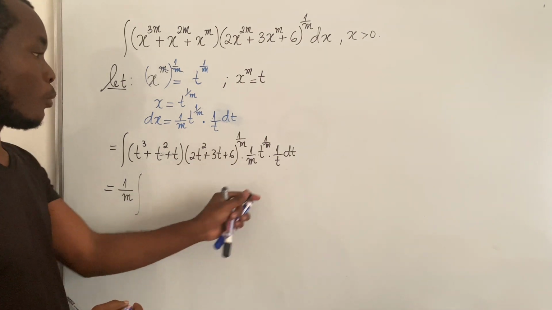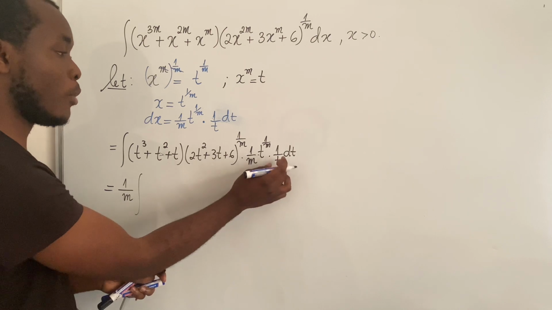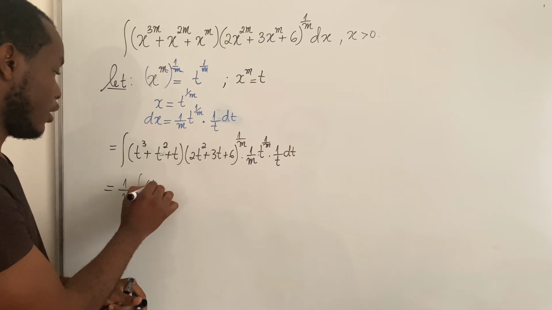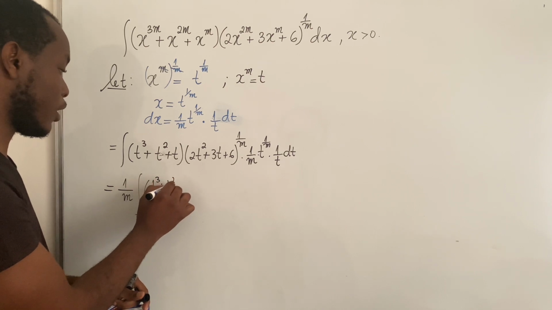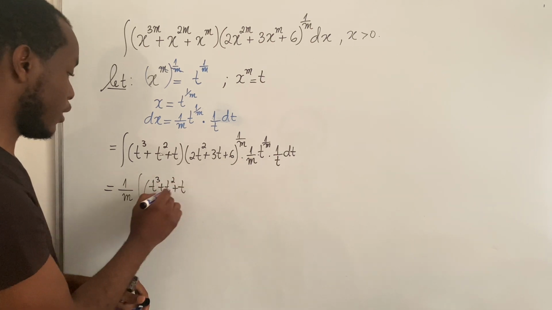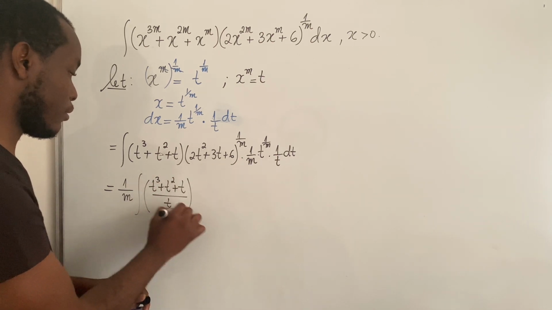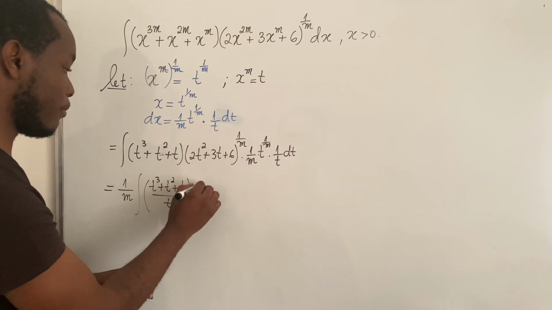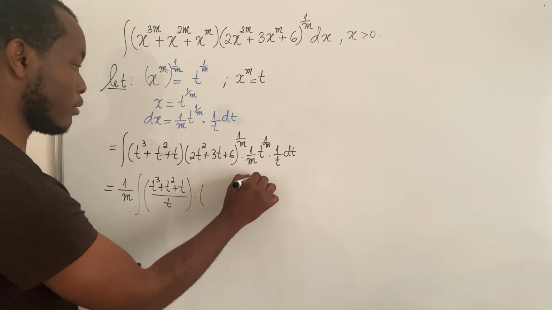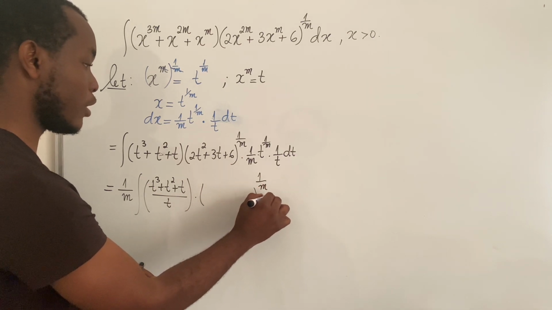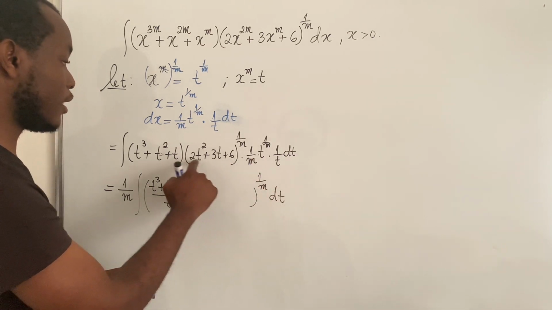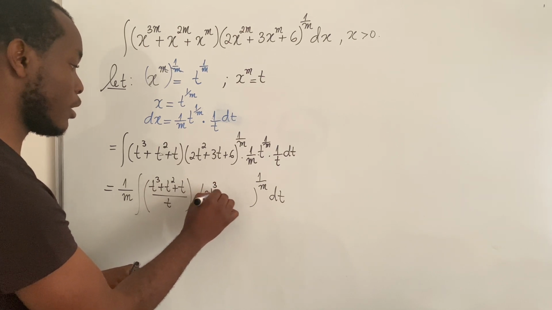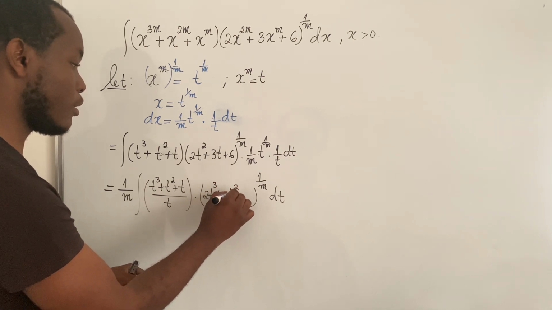So what happens now with 1 over t? 1 over t I can multiply with this expression. So I can have t cubed plus t squared plus t over this t here. Okay, times this expression; multiplying this, they will have the same exponent, which is 1 over m. We will keep it. And we multiply t times 2t squared, it's going to be 2t cubed plus 3t squared plus 6t.